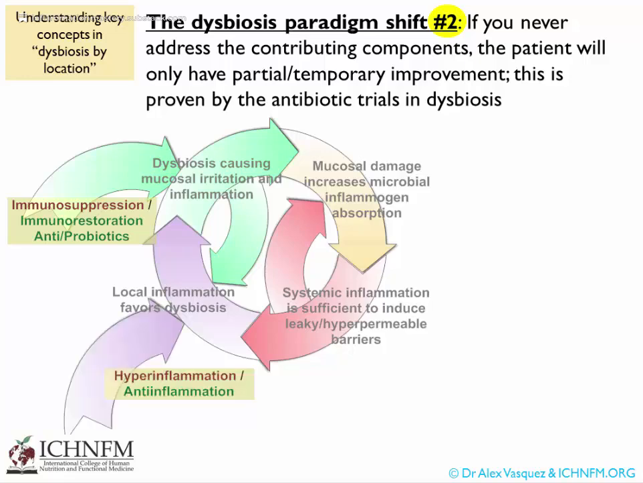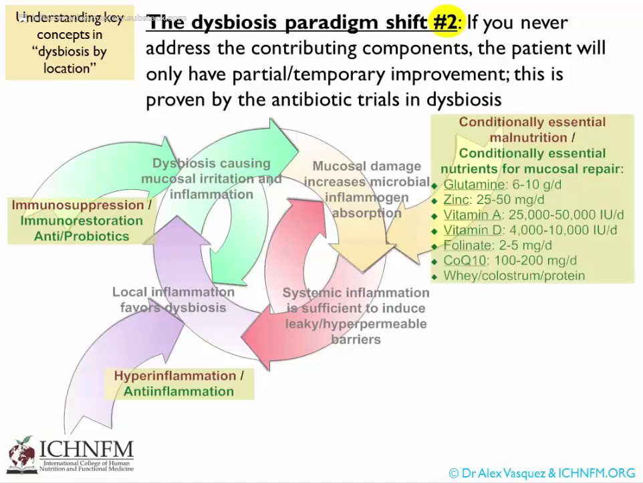Then for the inflammatory response, which is a hyperinflammatory response, we of course can use anti-inflammatory diet and nutritional and botanical protocols. And to address the mucosal damage and the increased absorption of these inflammagens, we can use nutrients such as glutamine, zinc, vitamin A, vitamin D, folic acid in the form of either folinic acid or methylfolate, CoQ10, and bovine colostrum or whey protein isolate. All of these have been shown in clinical studies with humans to help promote the repair of mucosal tissues. So we can use these nutrients as a mucosal repair protocol, so to speak, and that's actually part of our overall strategy for addressing dysbiosis in numerous locations.